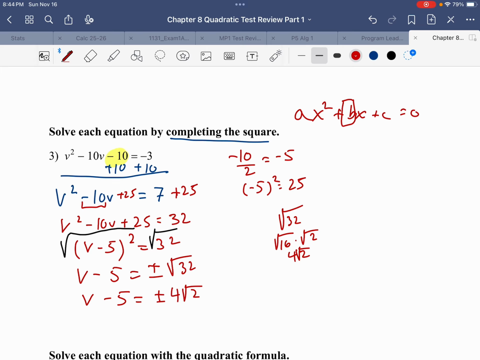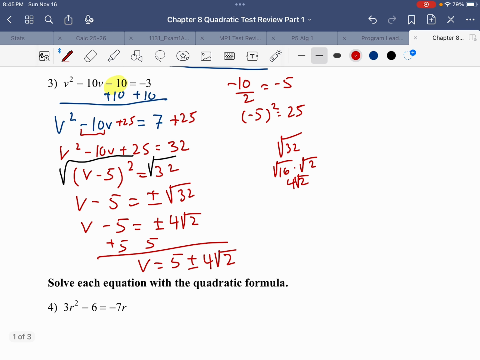To solve for v, I need to add 5 on both sides of the equation. This is 5 plus or minus 4 square root 2. And again, these are two solutions: 5 plus 4 square root 2, and 5 minus 4 square root 2.